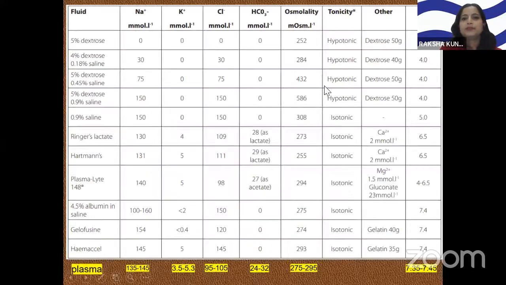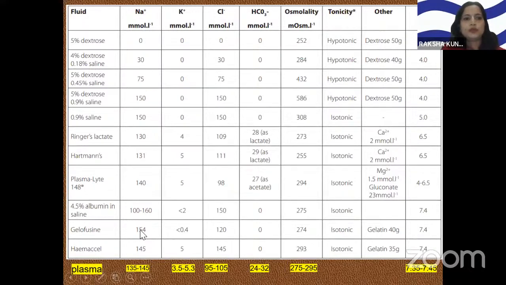Before I jump to what to give in OT, I want to show you what led me to choose these fluids in OT. This slide shows the concentration of plasma sodium, potassium, and various electrolytes, along with the plasma osmolarity with respect to the other fluids. Normal plasma has 135 to 145 of sodium, 3.5 to 5.3 of potassium, 95 to 105 of chloride, and osmolarity ranges between 275 to 295.